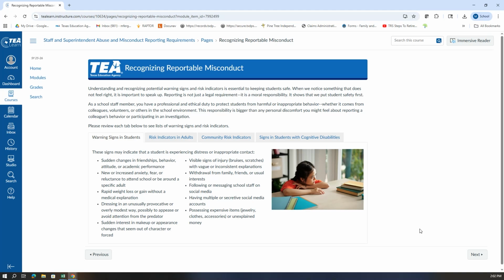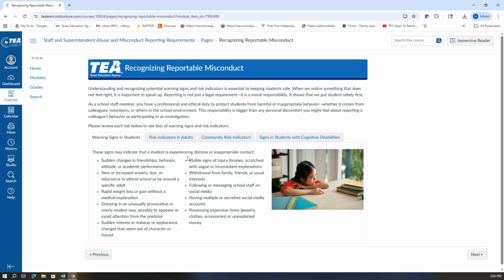Recognizing reportable misconduct. As a school staff member, you are a professional and have an ethical duty to protect students from harmful or inappropriate behavior, whether it comes from colleagues, volunteers, or others in the school environment. This responsibility is bigger than any personal discomfort you might feel about reporting a colleague's behavior or participating in an investigation.